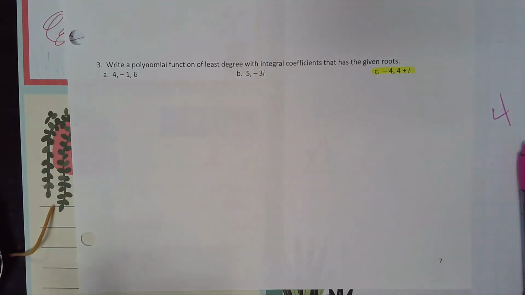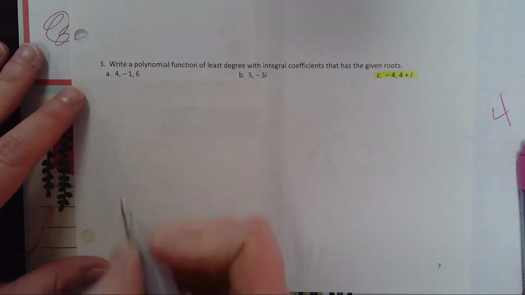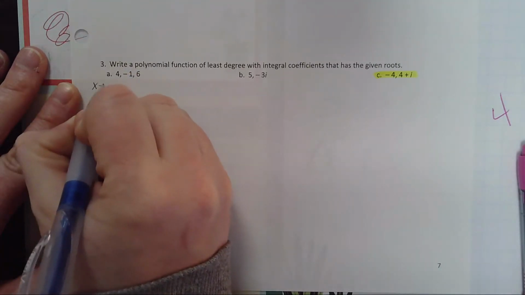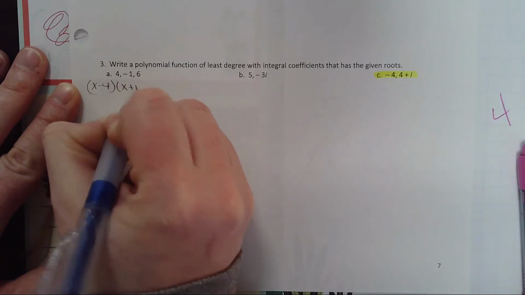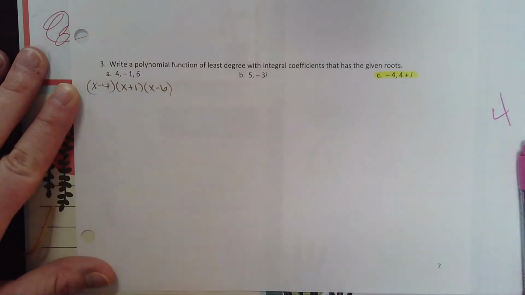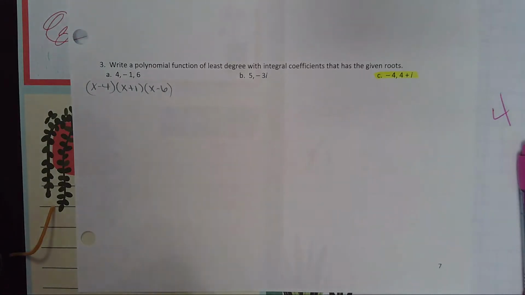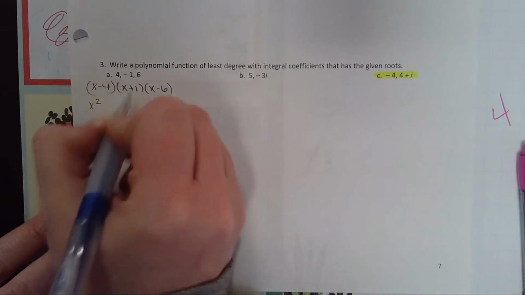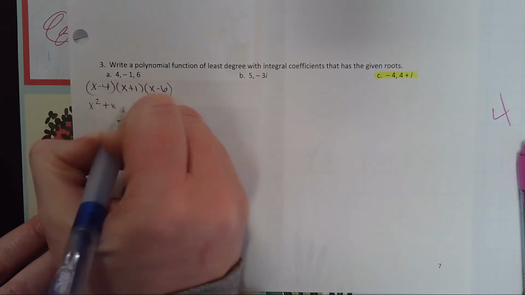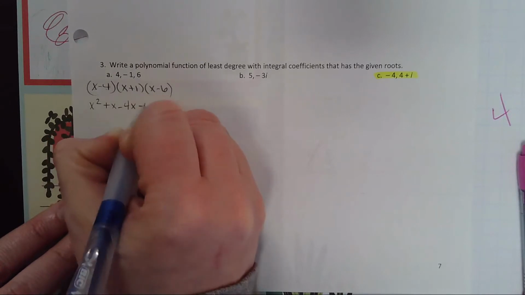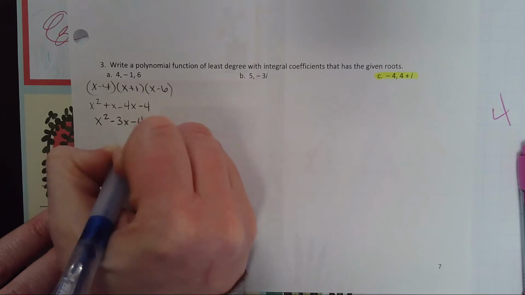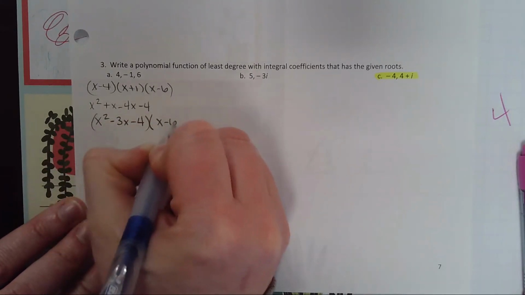So when you are writing a polynomial function, you're going to take the opposite of your zeros. So the opposite of 4, -1, and 6 is going to be x minus 4, x plus 1, and x minus 6. So what you're going to do is multiply these and then simplify. So x times x is x squared. x times 1 is plus x, -4x, and -4 times 1 is -4. x squared minus 3x minus 4 times x minus 6.